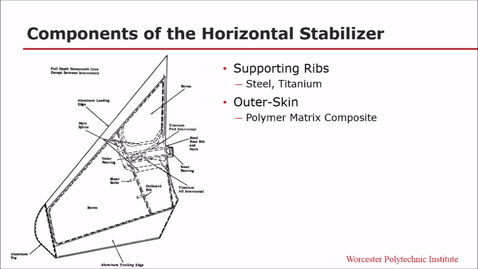On the screen you can see a diagram of a horizontal stabilizer. The two main components I wanted to highlight are the supporting ribs as well as the outer skin. The supporting ribs of the horizontal stabilizer are typically made out of either steel or titanium. Generally, steel is placed further inwards on the wing where it connects to the root of the aircraft and the actual body, whereas titanium is spread throughout the wing to give its stability. This generally supports an outer skin layer, which is typically made out of a polymer matrix composite.